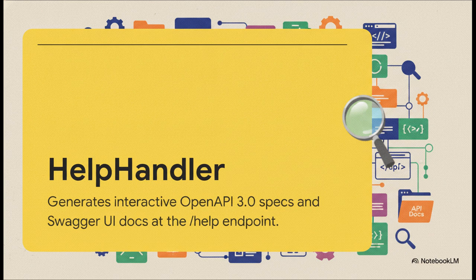Let's be totally honest. Writing API documentation is usually a developer's absolute least favorite chore. Well, Help Handler magically generates a fully interactive OpenAPI 3.0 specification for you. You just navigate to the /help endpoint and boom, you get this beautifully formatted Swagger UI console. You can test your endpoints directly from the browser, and it even generates ready-to-use B4X client code snippets. It is an absolute game changer for developer experience.